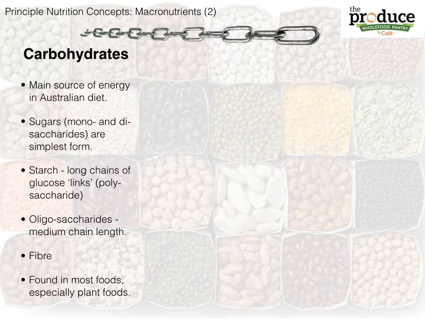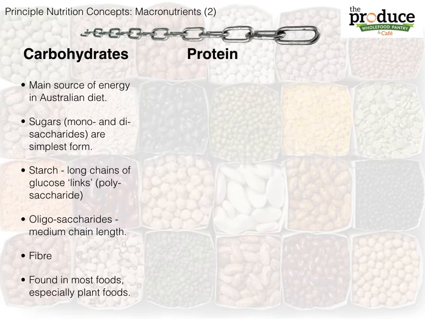Fiber is very beneficial for health and has been associated with decreased risk of colon cancer and cardiovascular disease. And we find carbohydrates in most foods actually, particularly in plant foods like fruits, vegetables, whole grains, legumes, lentils, nuts, and seeds. Moving on to protein.